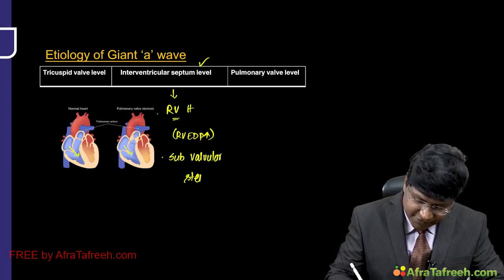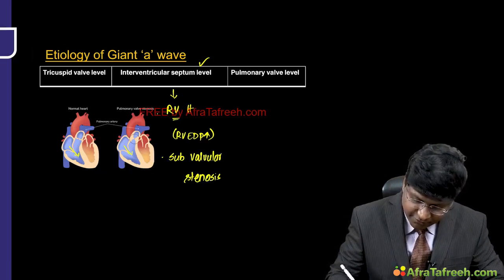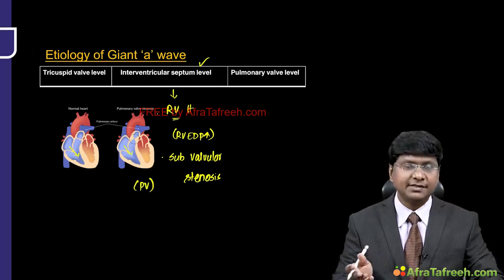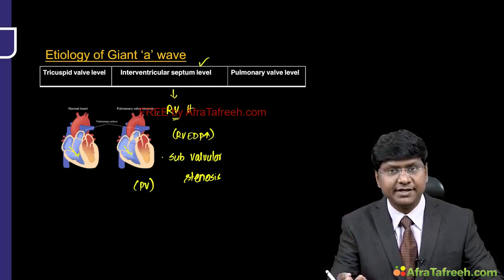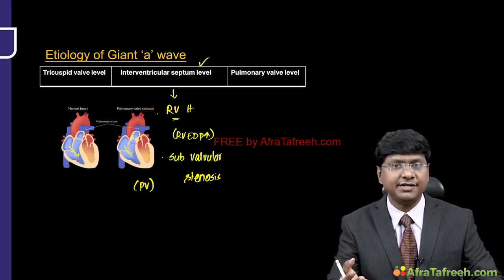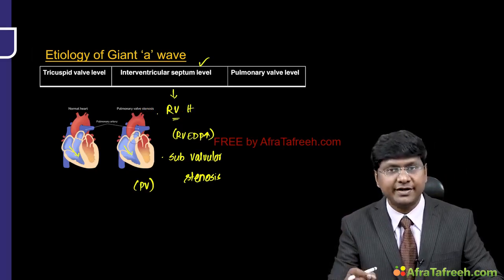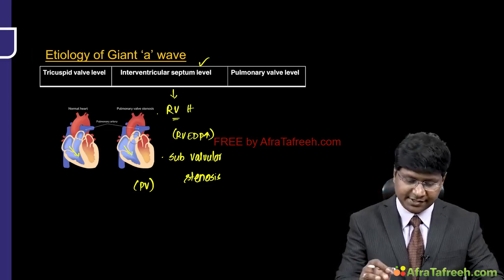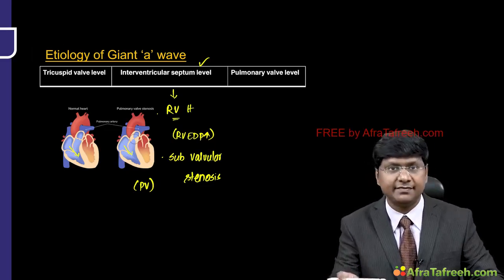So even in case of subvalvular stenosis of the pulmonary valve, what happens here? Again, the right ventricular pressure increases. So as the right ventricular pressure increases, the right atria has to contract very strongly to push the blood into the right ventricle. Again, the right atrial pressure increases, and that will result in the giant A wave.